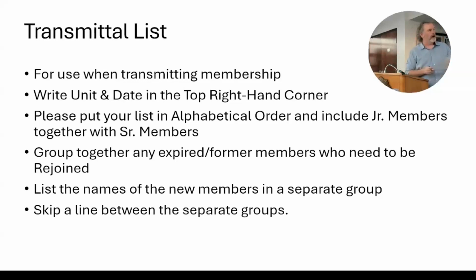The next caveat is you're going to want to group together any expired or former members who need to be rejoined. And then you're going to list your name of new members in a separate group. So let's say you have 3 renewals. You're going to write those 3 here, in the first 3. You skip number 4, and then you write 3 rejoins in 5, 6, and then 7. And then you'll have a space, and then your new members, 9, 10, however you want to do that. But keep those groups separate, and each group should be in alphabetical order. That's going to help us process those much quicker and get your membership in a timelier fashion, so that everything you're seeing on your end is matching what we have here in department.